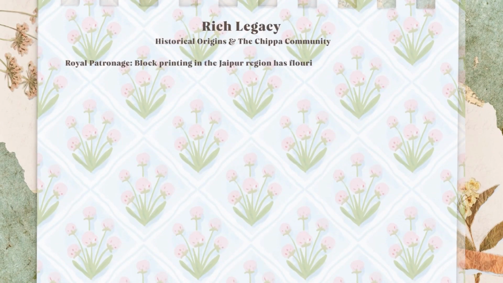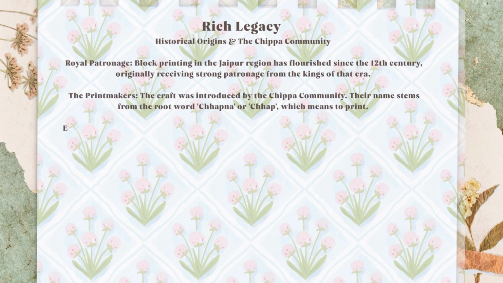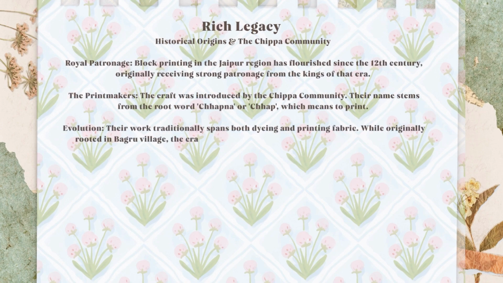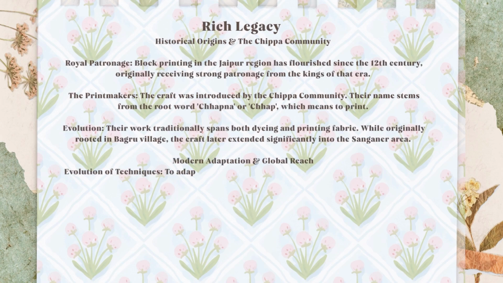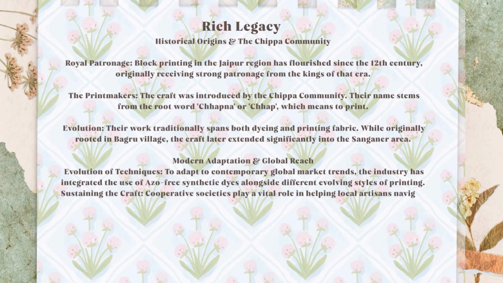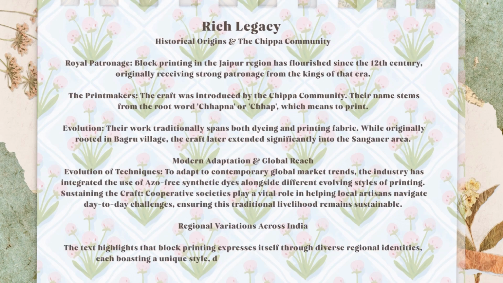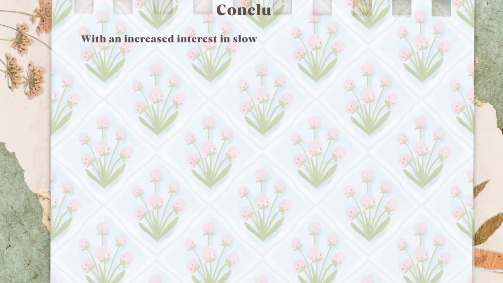Rich legacy. In Rajasthan, block printing has flourished since the 12th century under royal patronage. This heritage is kept alive by the Chhipa community, a name coming from chhapa, meaning to print. Villages like Bagru and Sanganer remain the heart of this beautiful craft today.